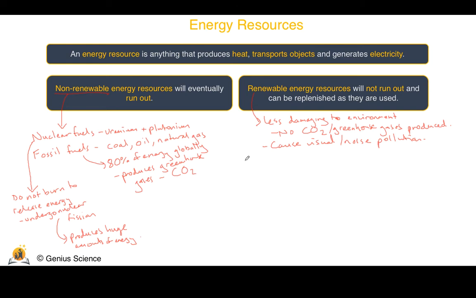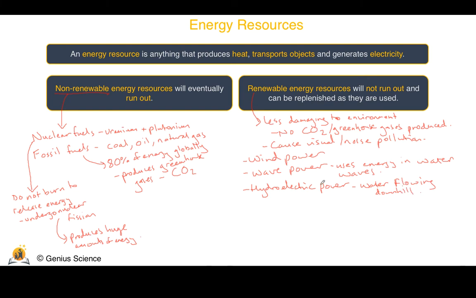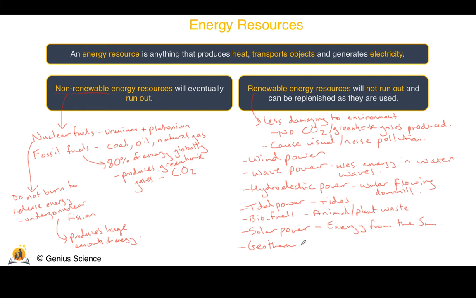The main renewable energy resources are wind power, which generates energy through wind, wave power, that uses energy in water waves, hydroelectric power, this is energy from water flowing downhill, tidal power generates energy from tides, biofuels generates energy from animal and plant waste, solar power generates energy from the sun, and geothermal, and this generates energy from thermal energy stores underground.